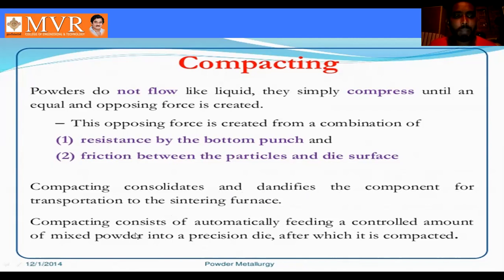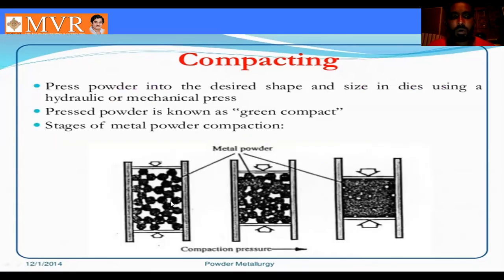Next, compacting consists of automatically feeding a controlled amount of mixed powder into a precision die, after which it is compacted. Before the compacting procedure, we are mixing the powder, and after mixing we send it to the precision die. So this is the die. After mixing the powder, we pour it into this die.